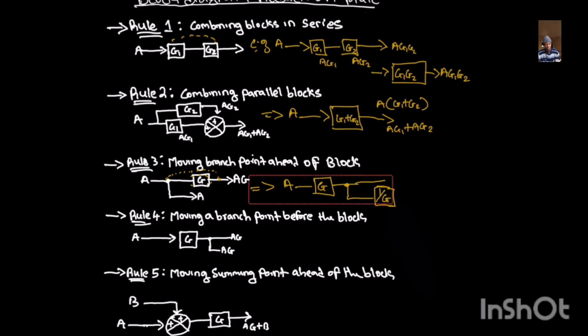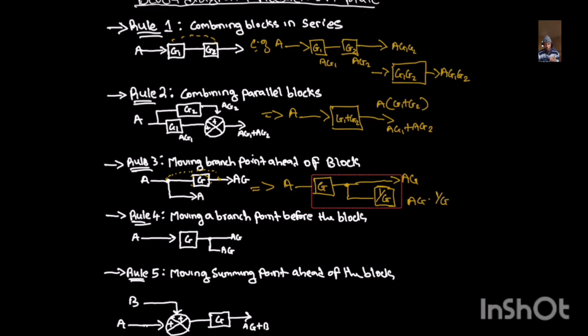Whatever you are doing must always affect the block. Anything you are moving, just know that there must always be an effect on that particular block, whether you are moving a summing point above or moving a point ahead. So this is the third rule. And let me say the output can be given as AG times 1 over G.